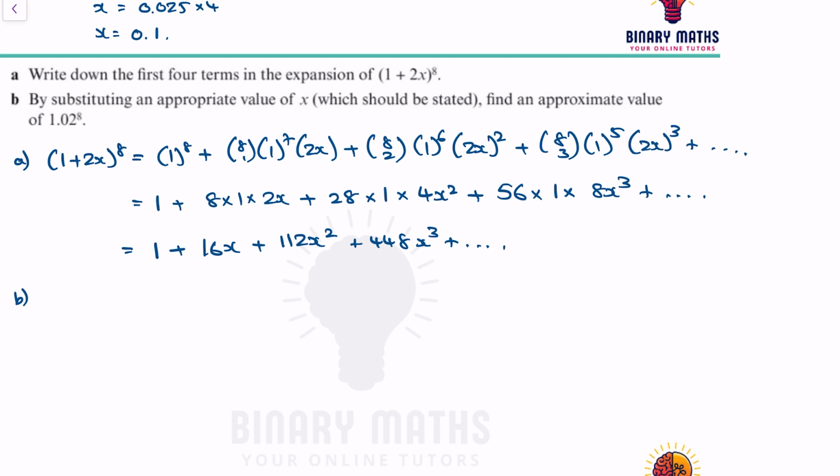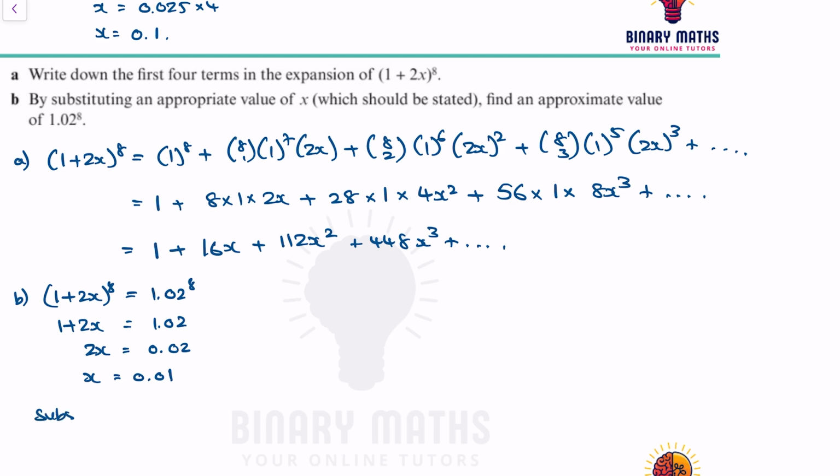Part B says, by substituting an appropriate value of x, which should be stated, find an approximate value of 1.02 to the power of 8. So (1 + 2x)^8 must be equal to 1.02^8. Which means 1 + 2x is equal to 1.02, which means 2x is equal to 0.02, which means x is equal to 0.01 when we divide by 2.